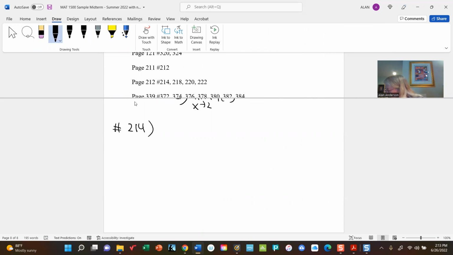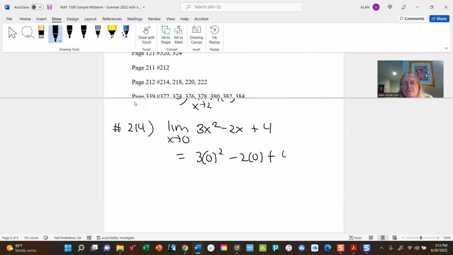I have it written down here somewhere. Here it is. The limit as x goes to 0 of 3x squared minus 2x plus 4. Now, for this one, we can just plug everything in. The 0 does not cause any problems in this case. So with direct substitution, we come up with 4, and it's just that simple. It's often not that simple, but in this case it is.